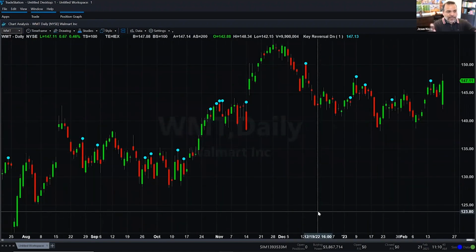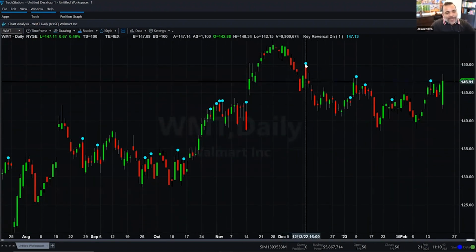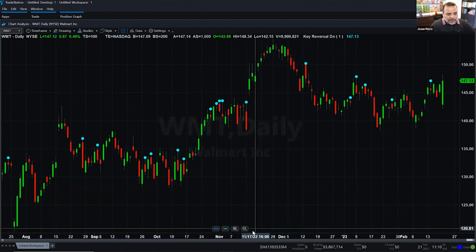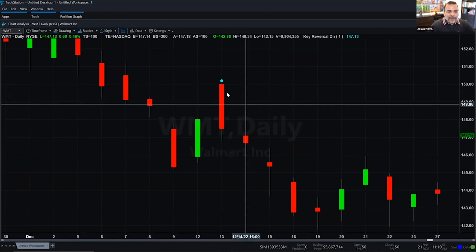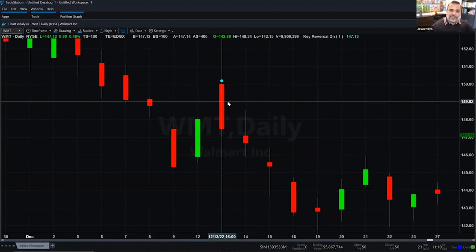So you may be looking at a chart and saying, I really want to pay attention to this area. Let me click on my zoom in and draw a box by clicking and dragging. You draw a box around the area you want to look at, and then you analyze that section, and you can zoom out and not lose your spot or the way that you were looking at the chart. So this is the key reversal down.